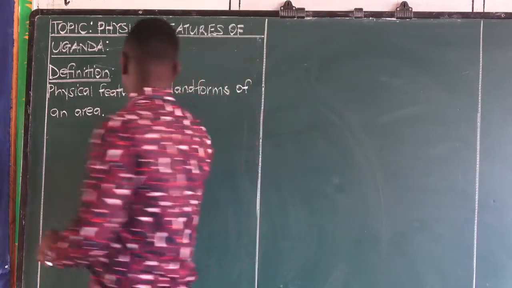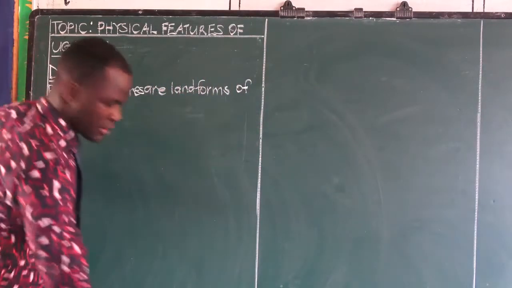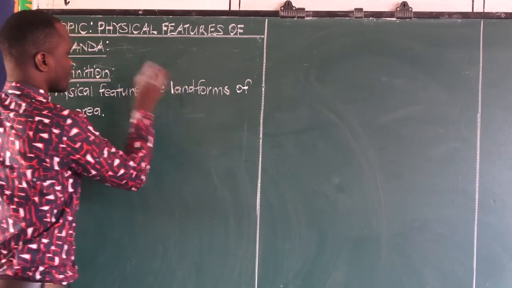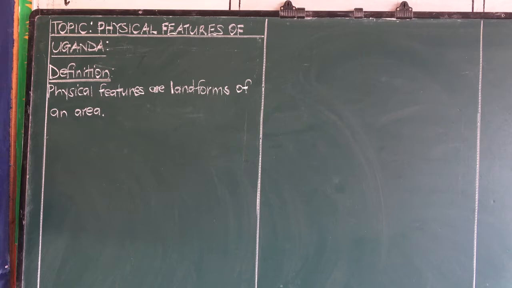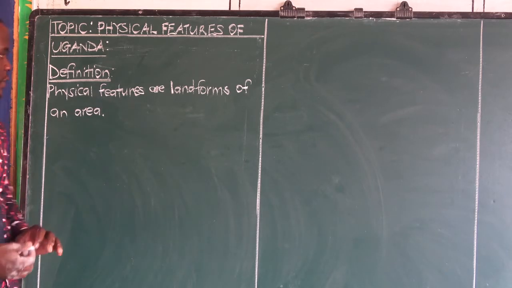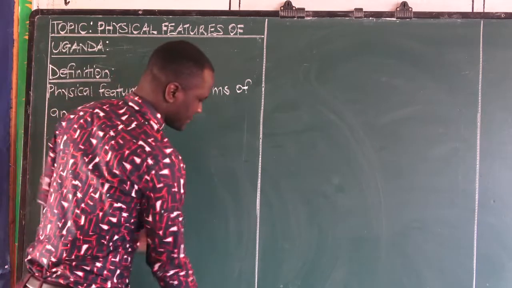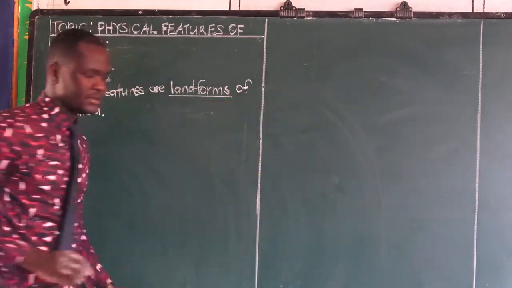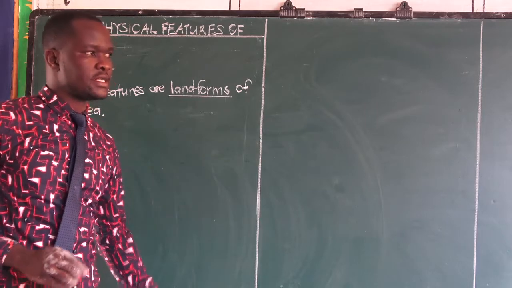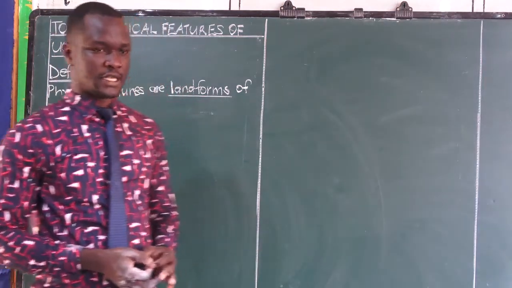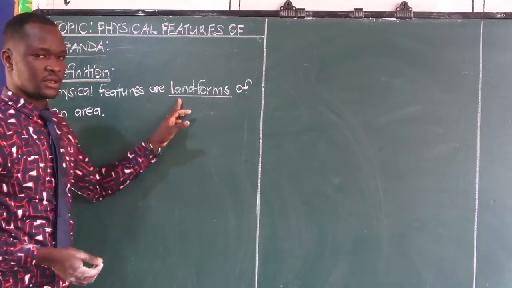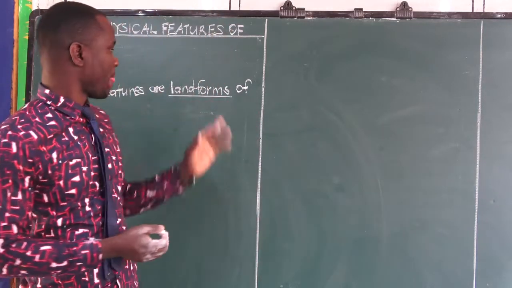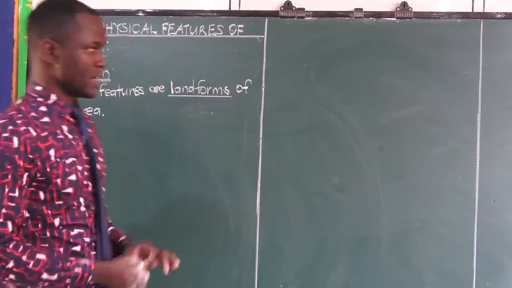Physical features are landforms of an area. Which means we are also getting another thing here. We are saying physical features are landforms. Which means if we are asked another question, what is the other way of calling physical features, or what is another name for physical features, then we should know that the other name for physical features is landforms. That is what we need to understand.